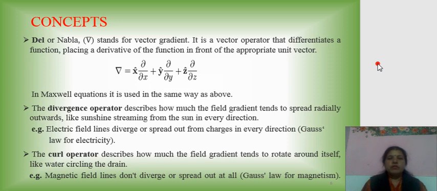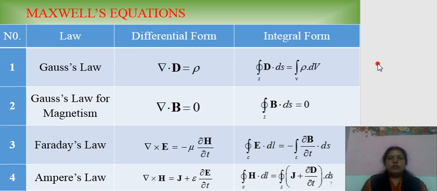We study now Maxwell's equations, differential form and integral form. First equation by using Gauss law. Maxwell created the first equation by using Gauss law in differential form. This del dot D is equal to rho. This is called divergence of D is equal to rho. And integral form means integration is here. Closed surface integral of D into ds is equal to volume integral of rho into dv.